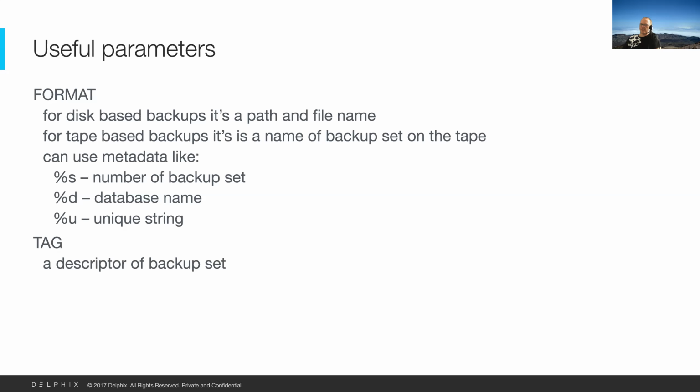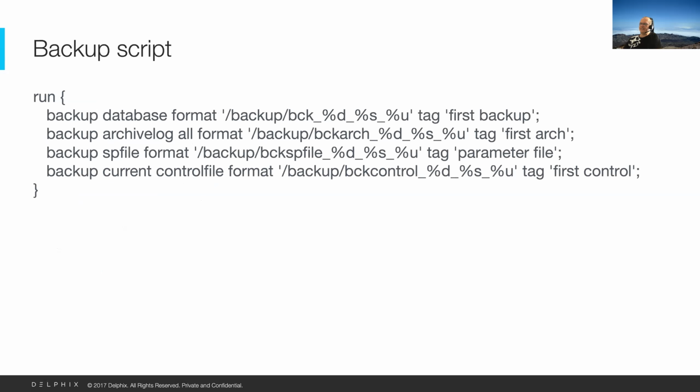So you can imagine having a script like this, and that script actually can work for any database. It will create in the location /backup, starting with BCK for the database backup, and then after that you will get the database name, the next backup set number, and the unique value at the end. Plus I add a tag, first backup, and that's my first backup of that database. And you can run this against any database actually, and you will get unique files based on this.